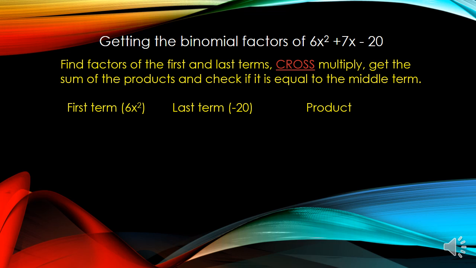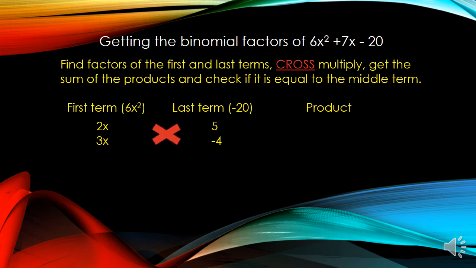So we get the factors, or think of the factors, of 6x squared. What are the factors of 6x squared? It can be 6x and x. But here we consider 2x and 3x, because if we multiply 2x and 3x, we get 6x squared. How about negative 20? What are the factors of negative 20? Well, it can be 10 and negative 2, 20 and negative 1. But here we consider 5 and negative 4.